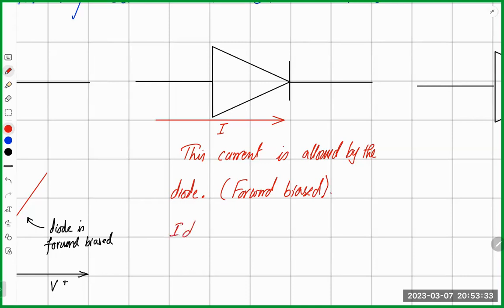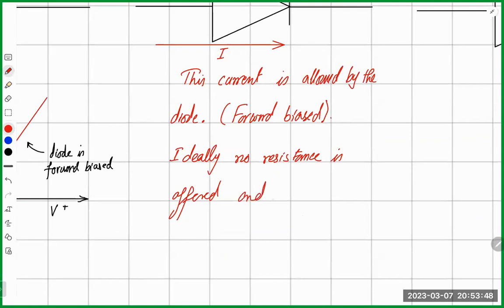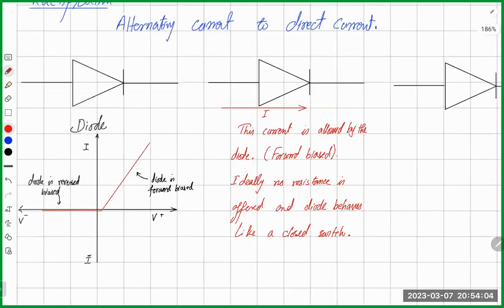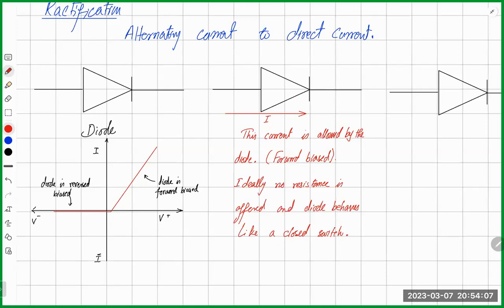Ideally, no resistance is offered and the diode behaves like a closed switch. Okay, it will allow the current like it is not even there.